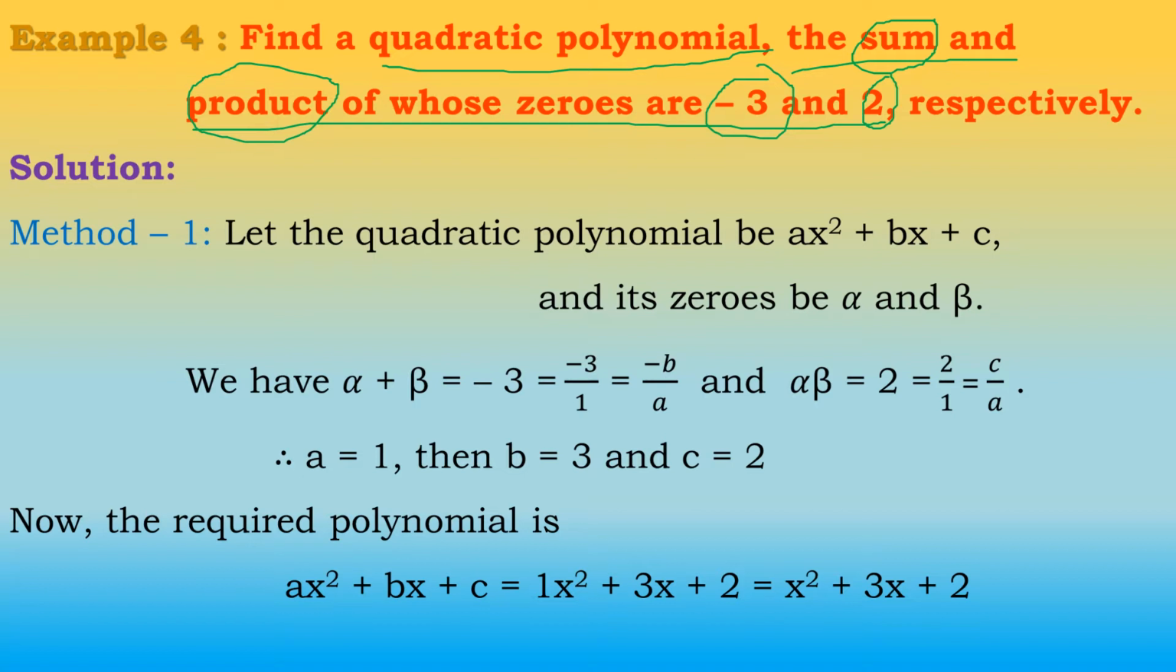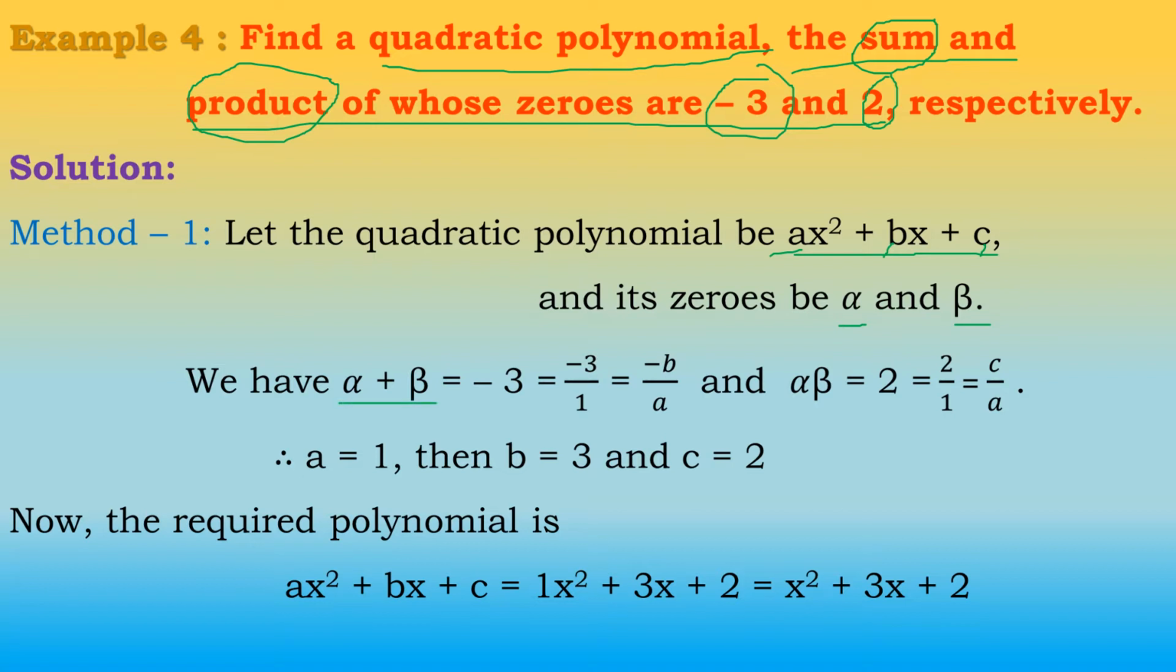The first method is, as we know, the general form of a quadratic polynomial will be in the form of ax square plus bx plus c. Here the value of a, the value of b and the value of c are real numbers, and for these, let us consider alpha and beta as the zeros. Alpha and beta are nothing but zeros.